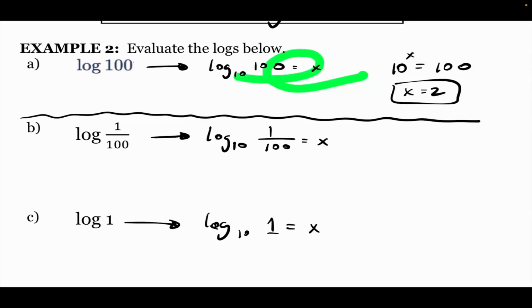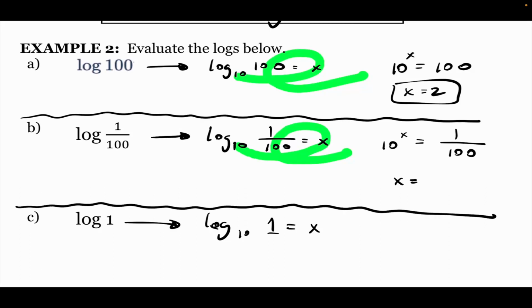Do it again. 10 to what power equals 1 over 100? Well, I still have 100. The only difference is it's now on the bottom. So how do I do that? What type of power will move it to the bottom? Negative power. So negative, and then 10 to the second power makes 100. So it's going to be negative 2.